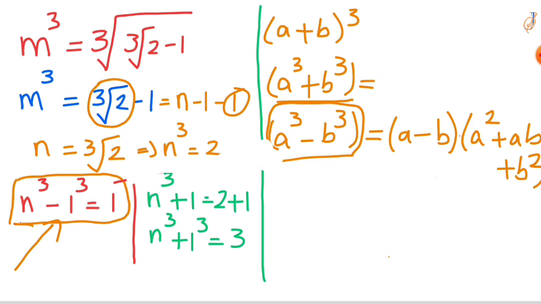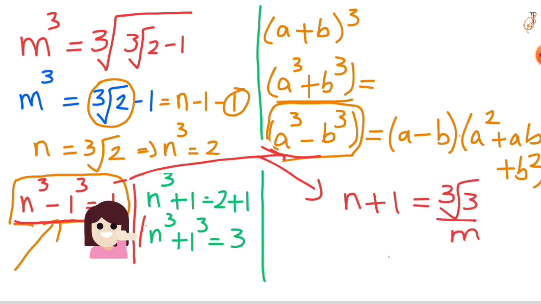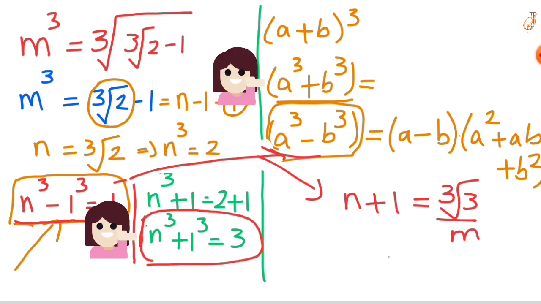After simplifying this, n^3 minus 1^3, that is equal to 1. Using this a^3 minus b^3 formula, we got n+1 equal to cube root of 3 upon m. We established another one, that is n^3 plus 1^3, that is equal to 3. Now it is in the form of a^3 plus b^3.